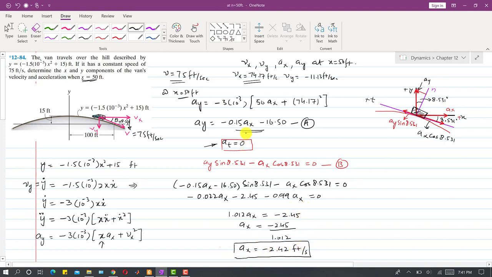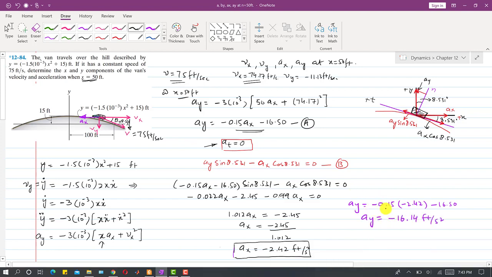Now if I put ax in equation A, we will be able to find ay as well. So ay will be equal to minus 0.15 times ax, where ax is minus 2.42, minus 16.50. Remember that this ax comes out to be negative, which means that the assumed direction of ax is not accurate, so we need to reverse this direction. So ax is actually acting in the negative x direction.